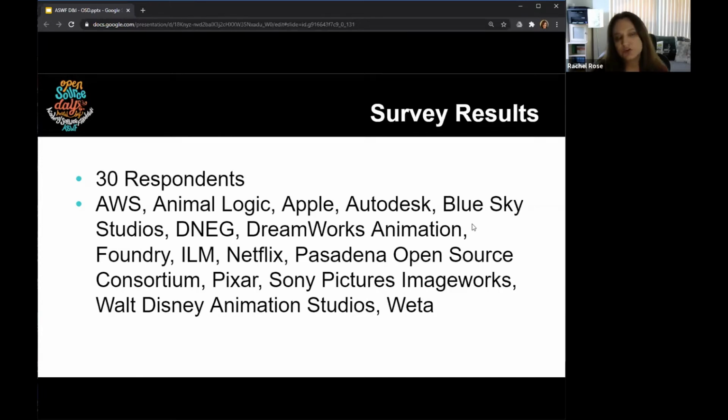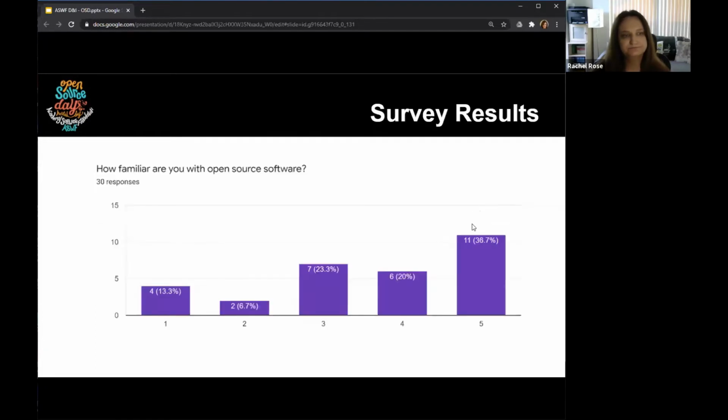Now, I want to go through a few of the survey results so you have a better understanding of where everyone was coming from when this group got formed. We had about 30 respondents, and the responses came from a wide variety of locations. There were people coming from all kinds of different companies, which I've included a small selection of on the screen. As you can see, this is a wide range of different companies that are working within the open source, VFX, and animation communities.